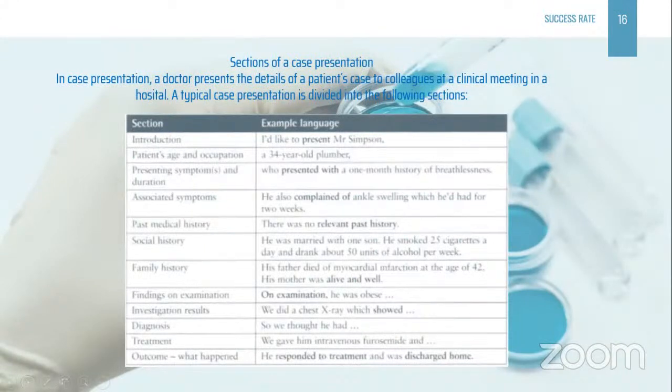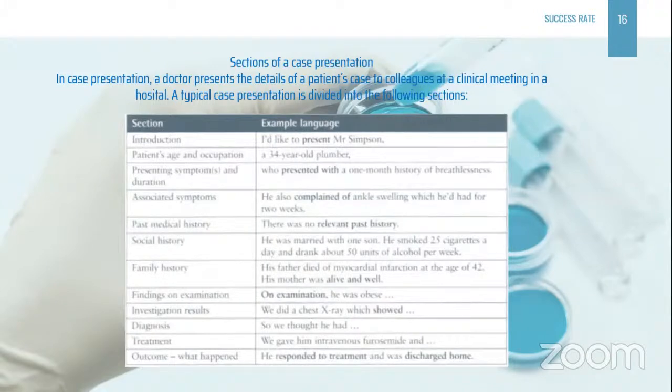Weimar, can you read the part, please? Okay. Rina, can you read this part, please? Yes, teacher. Sections of a case presentation. In a case presentation, a doctor presents the details of a patient case to colleagues at a clinical meeting in a hospital. A typical case presentation is divided into the following sections.